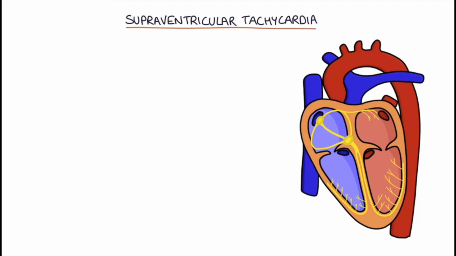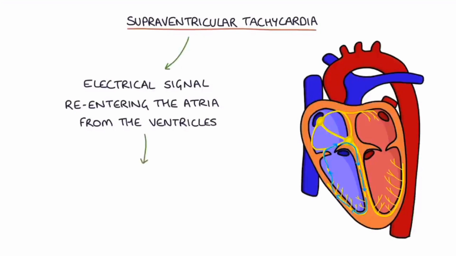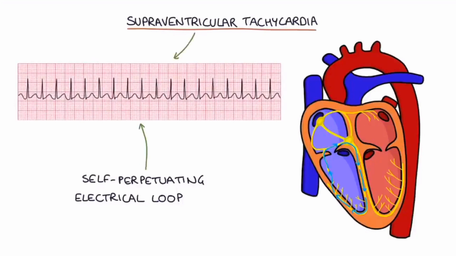Most cases of supraventricular tachycardia are caused by the electrical signal re-entering the atria from the ventricle. Once the signal goes back into the atria, it travels back through the AV node, then through the ventricle again, and causes another ventricular contraction. This causes a self-perpetuating electrical loop without an endpoint. As a result, a fast, narrow complex tachycardia can be seen on the ECG. From the pathophysiology of supraventricular tachycardia, the patient will have a rapid heartbeat.